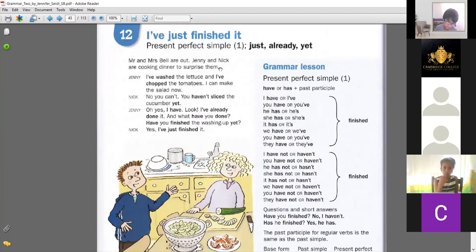All right, Mr. and Mrs. Bell are out. Jenny and Nick are cooking dinner to surprise them. So Mr. and Mrs. Bell are out, Jenny and Nick. Then there you can see Jenny and Nick are here. They are cooking. Okay, then parents are out. Then look at this. I have washed the lettuce and I have chopped tomatoes. Can I make the salad now?